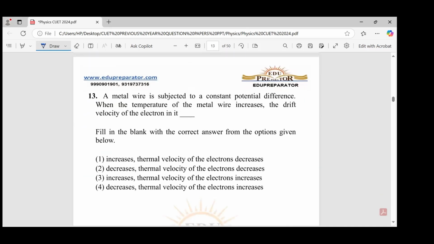Question number 13 says a metal wire is subjected to a constant potential difference, right? So a constant potential difference is applied and temperature is increased. We know that when temperature is increased, there is an increase in the resistance of metals. As a result, we find that thermal velocity is increased, and there is a decrease in the drift velocity. So you can go with the fourth option directly.